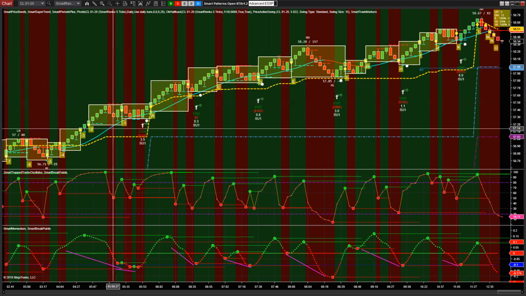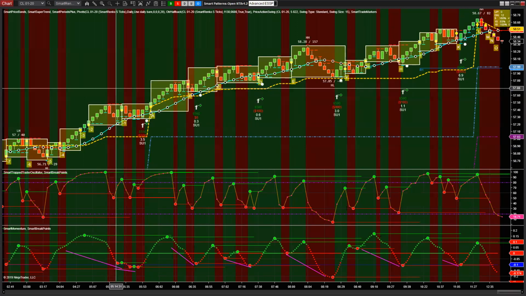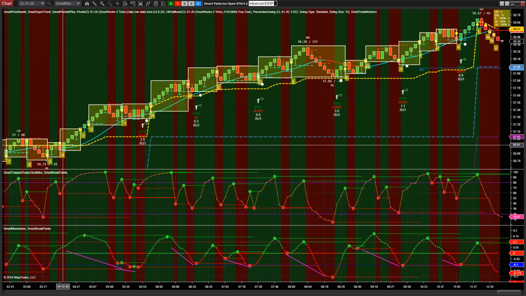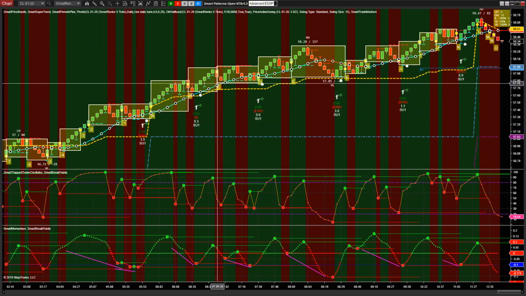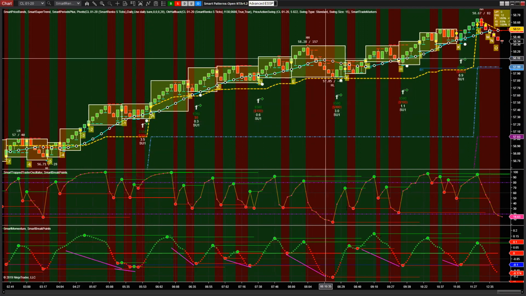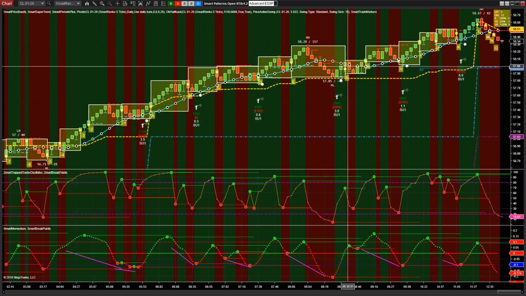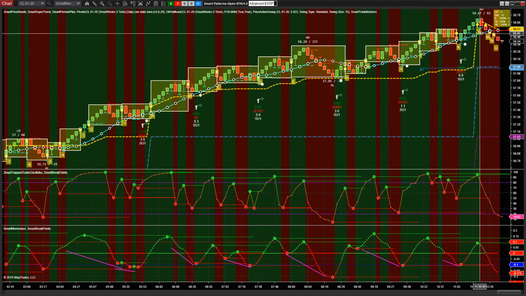This also keeps us in alignment with the structure of the market. The market's going up. As it goes up, it'll start pulling the smart price band up and it'll stay cyan, and then it might roll over red, and then it continues cyan. This is today.